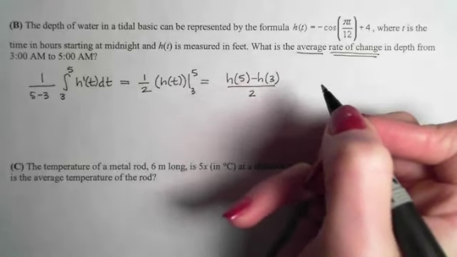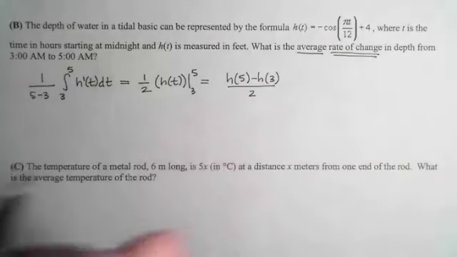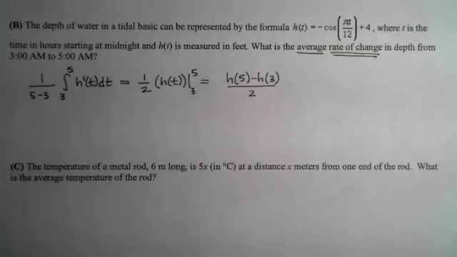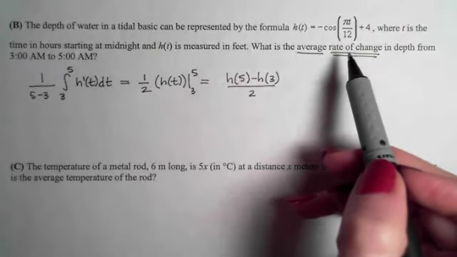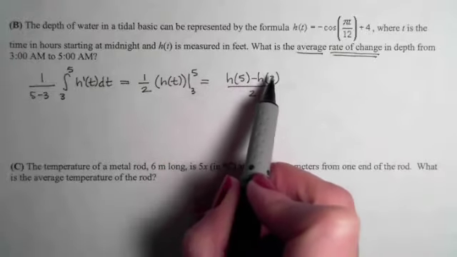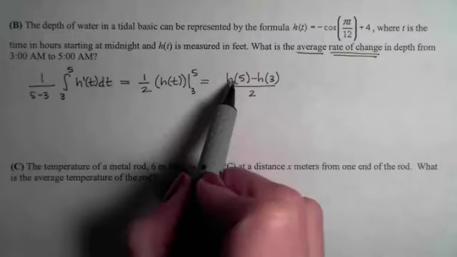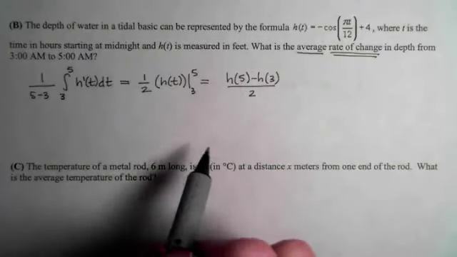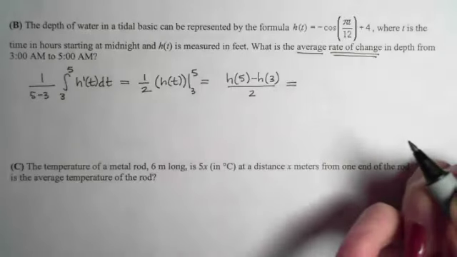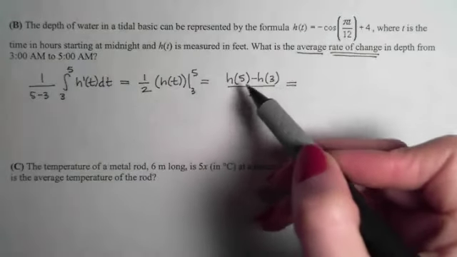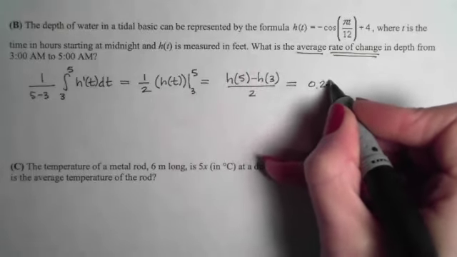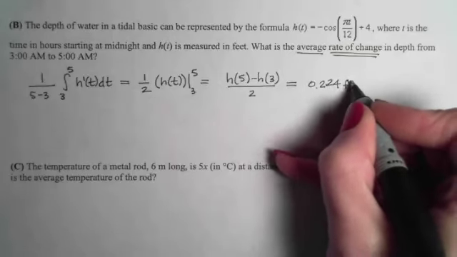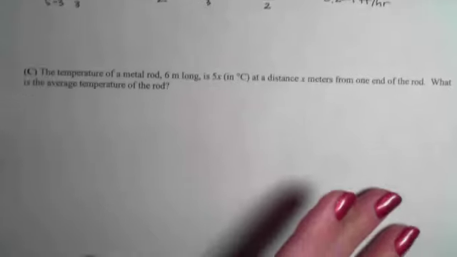Now just a quick little aside, if you remember way back at the beginning, back in chapter 2, we talked about average rates of change and we talked about instantaneous rates of change. And if you remember, average rate of change was a secant slope on the original function. And notice that I have a change in y over the change in x. So this is our secant slope, and we had the same thing on part A. So I'm going to assume you can plug h into your calculator and then evaluate at 3, evaluate at 5, do your subtraction, and you'll end up with 0.224 feet per hour.